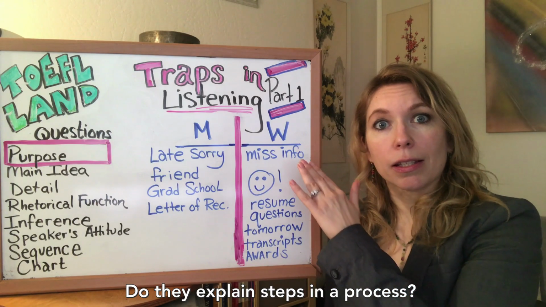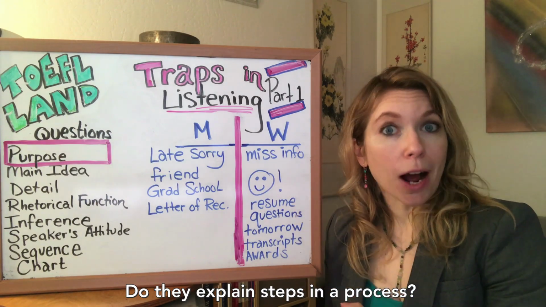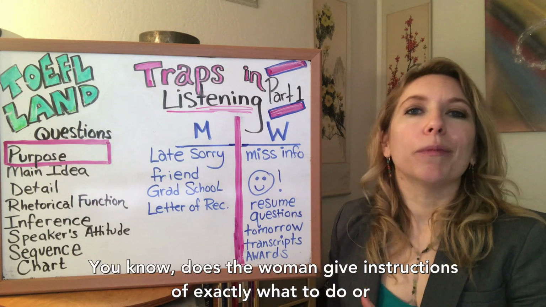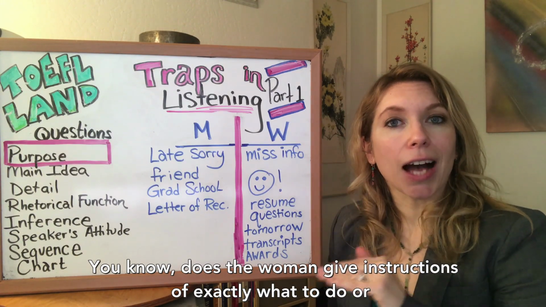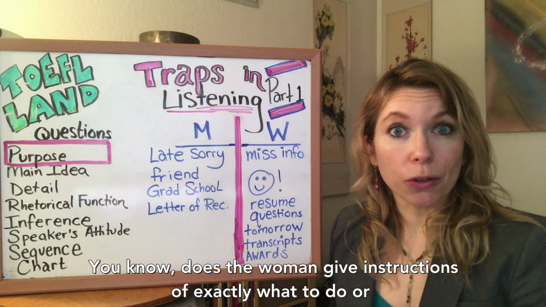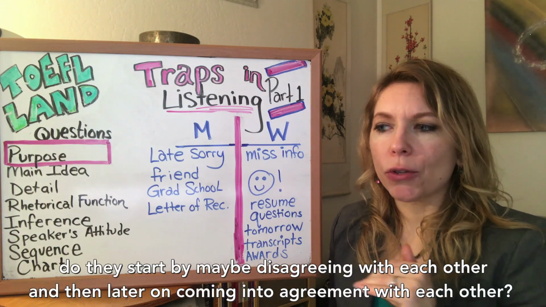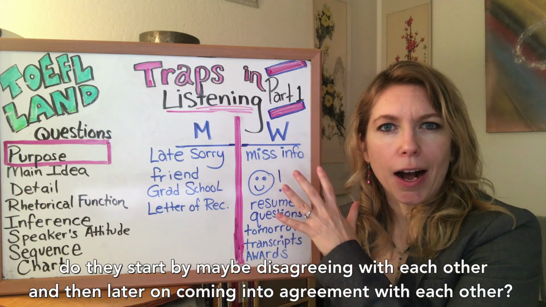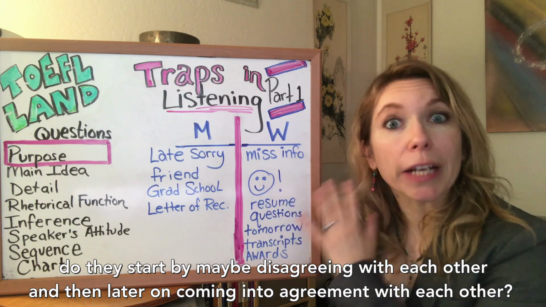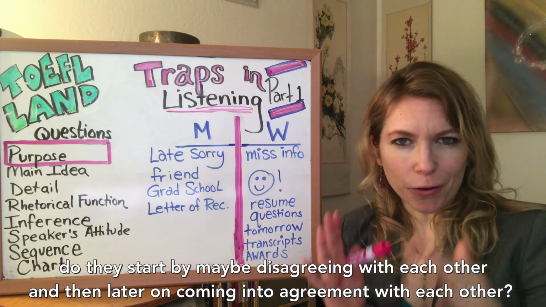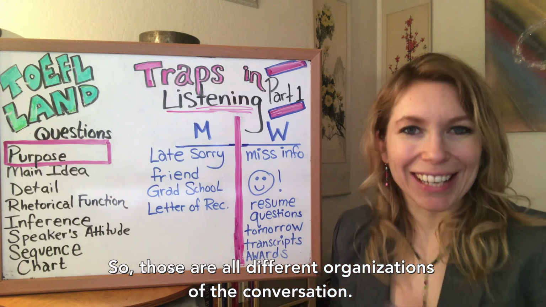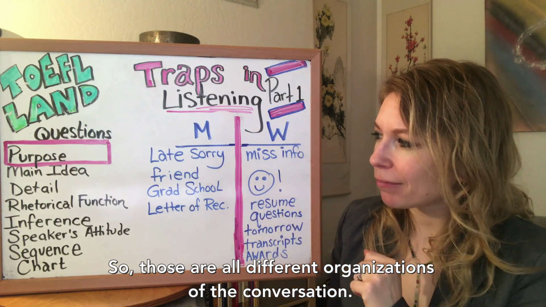Do they explain steps in a process? Does the woman give instructions of exactly what to do? Or do they start by maybe disagreeing with each other and then later on coming into agreement with each other? So those are all different organizations of the conversation.